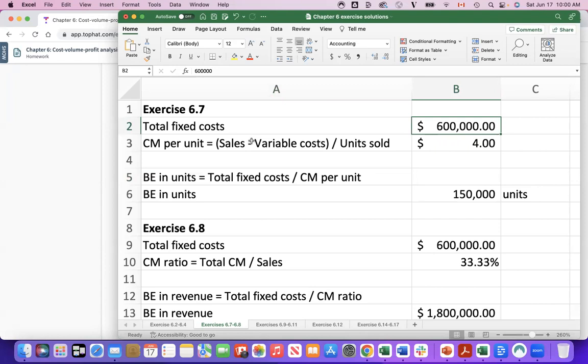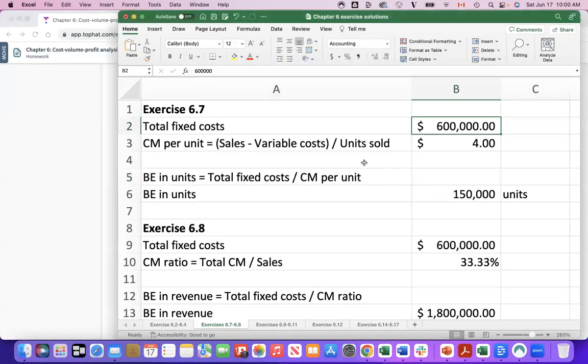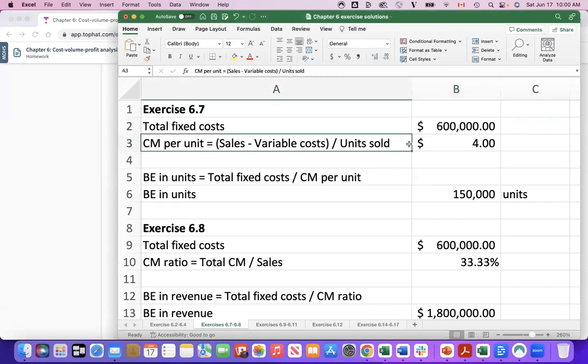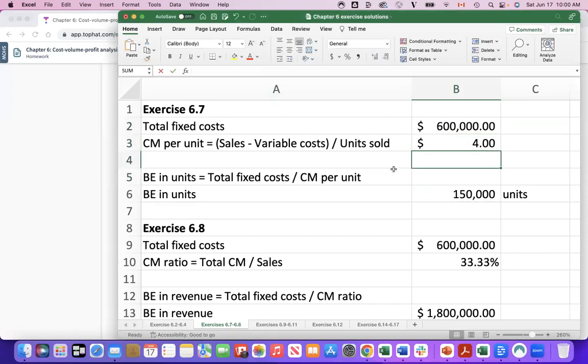And how do we do that? It's the difference between total sales and variable costs. So remember, going back to the question stem, total sales was 1.2 million. Variable costs were 800,000. So the difference there is 400,000. And we're going to divide that by the units sold, which was 100,000 units. So if you look at the formula there, we're going to get a contribution margin per unit of $4.